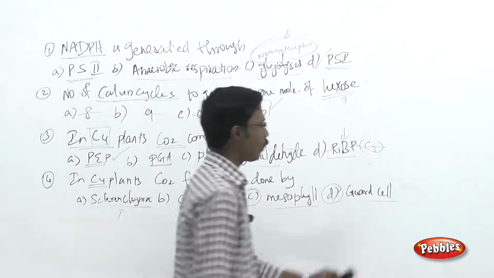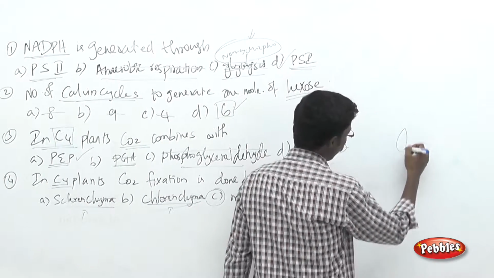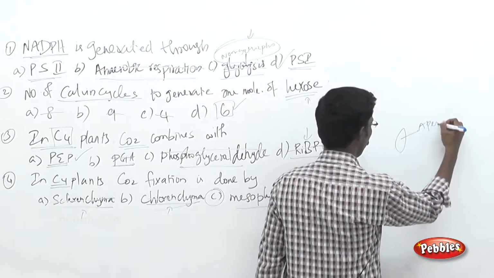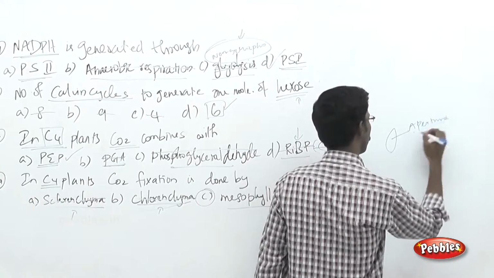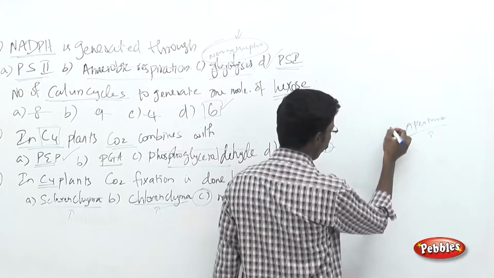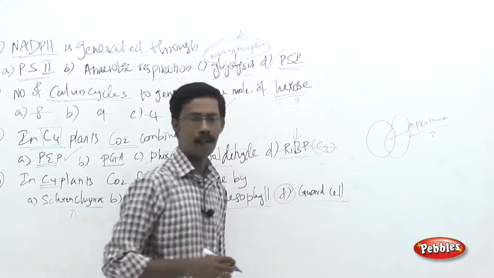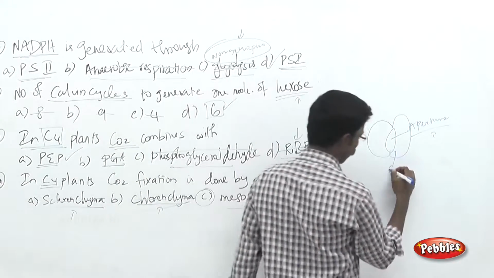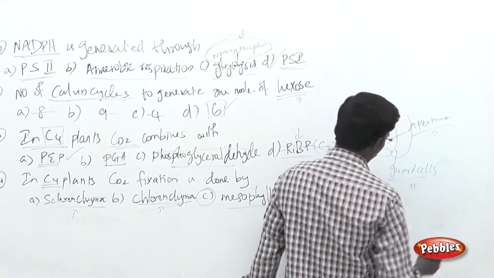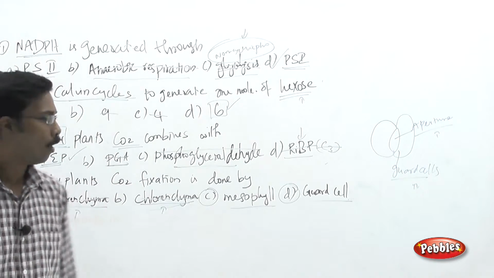Okay, so what are guard cells? As we all know, in the leaves they have some apertures or openings, stomata openings, and every stoma will be surrounded by two cells, and those cells are called guard cells. Okay, so they are involved in the opening and closing of the stomatal apertures.